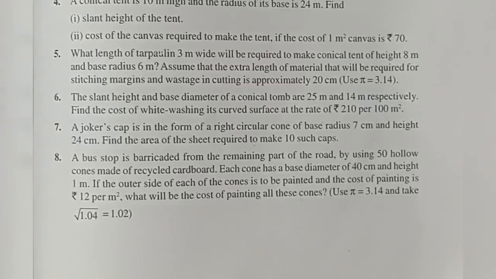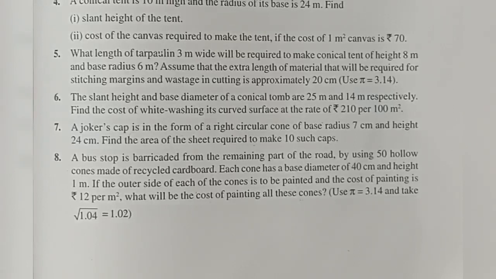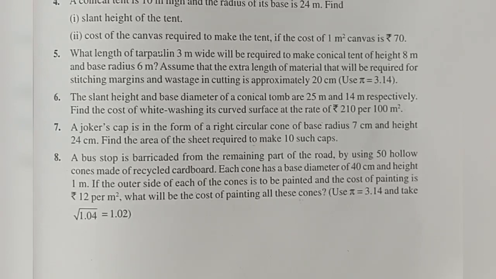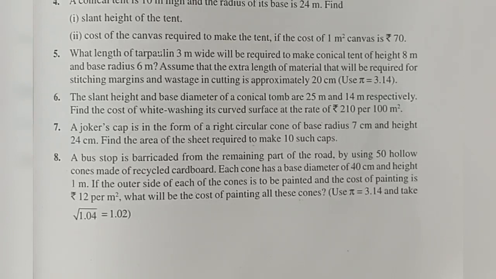Next is exercise 13.3, question number 8. A bus stop is barricaded from the beginning part of the road by using 50 hollow cones made of recycled cardboard. Its cone has a base diameter of 40 centimeter and height 1 meter. If the outer side of each of the cone is to be painted and the cost of painting is rupees 12 per meter square, what will be the cost of painting all these cones? Use pi equal to 3.14 and take root over 1.04 equal to 1.02.